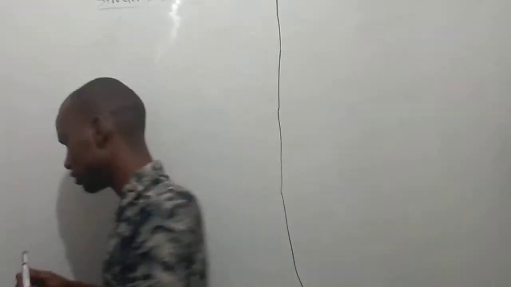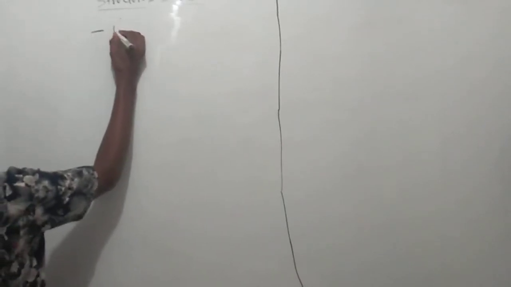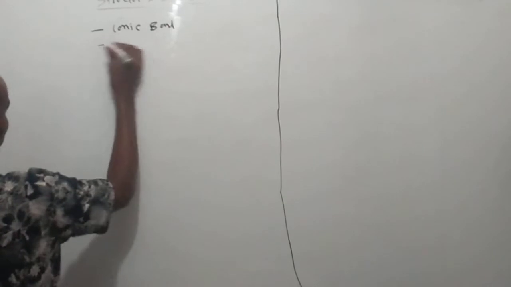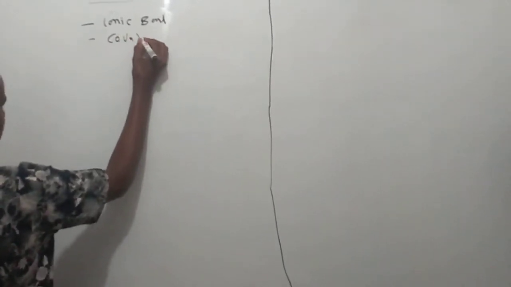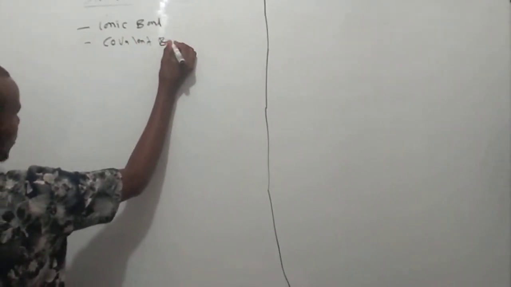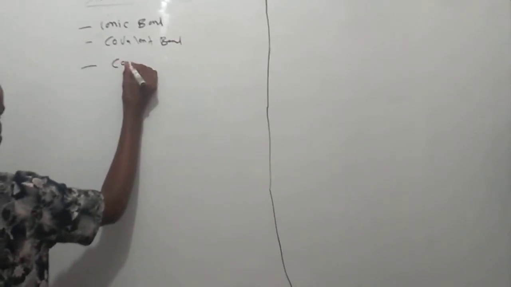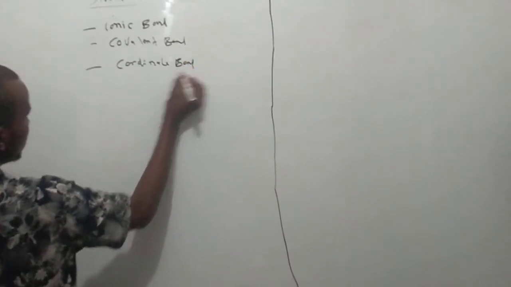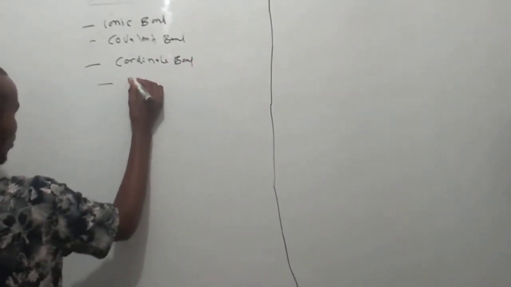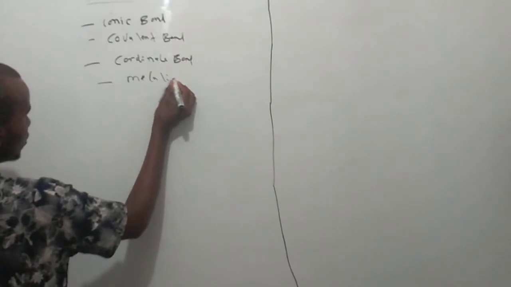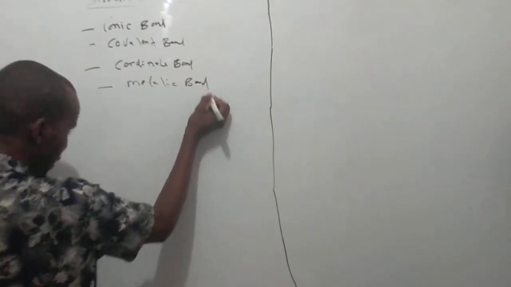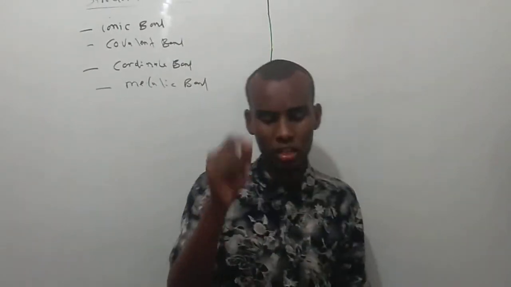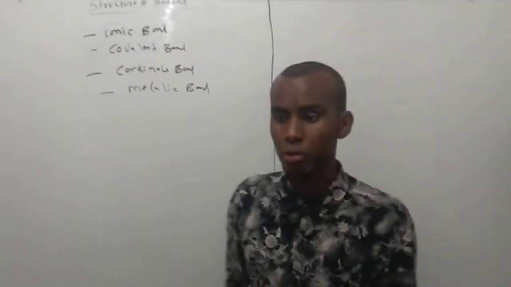We may have the ionic bond, the covalent bond, the coordinate bond, the metallic bond, and etc. These are the main bonds that we want to talk about. So I want to begin with the ionic bond. Let me start with the ionic bond.